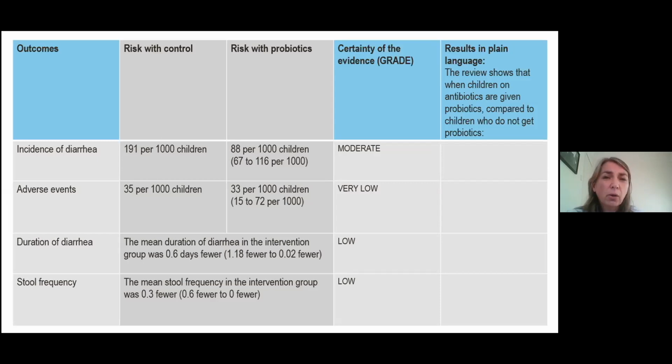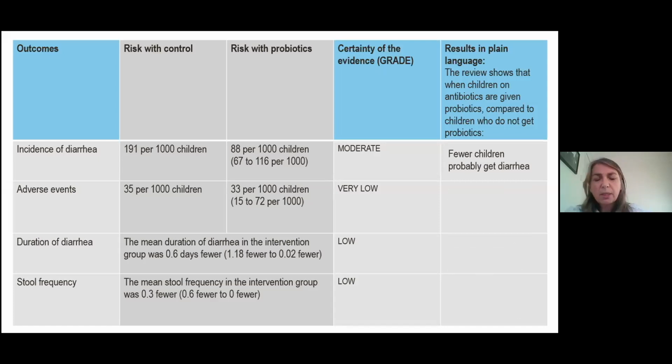Best case scenario in the confidence interval, we're all the way down to 67 children out of 1,000. And even worst case scenario is still 116. So even with the worst case scenario, we still have a quite impressive result. So you need to interpret that, whether you think that's a large effect, a moderate effect, a small effect, or no effect at all. And then you need to combine that with the fact that the certainty of the evidence in this case is moderate.